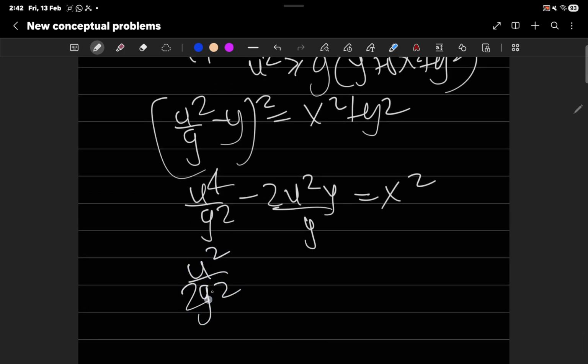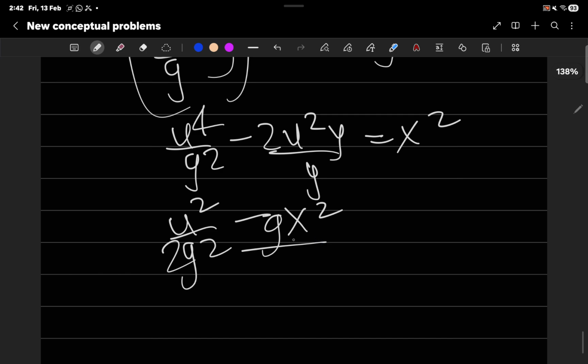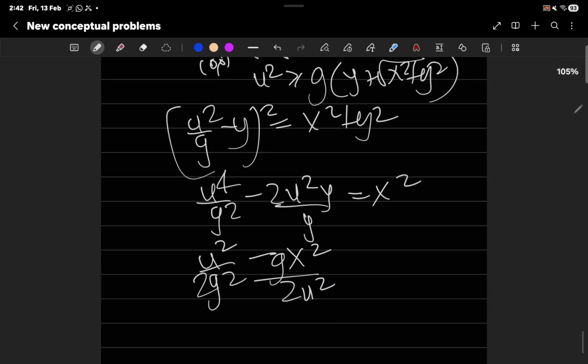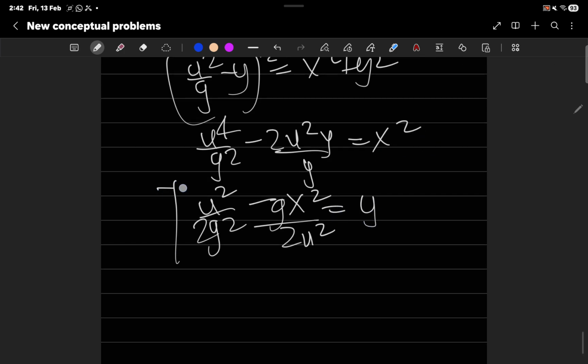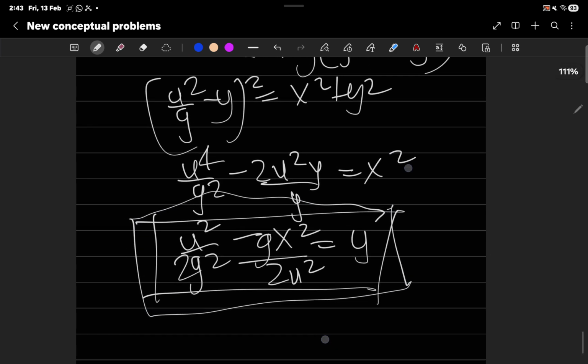We get u square by 2g minus g x square by 2u square is equal to y. I think yes, this is the equation of the safety parabola. And we can use this result. You don't have to remember it like this, okay?